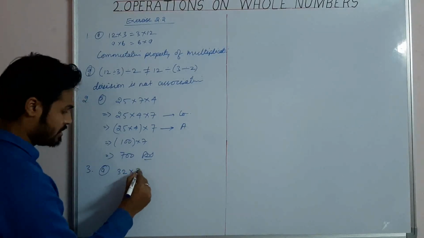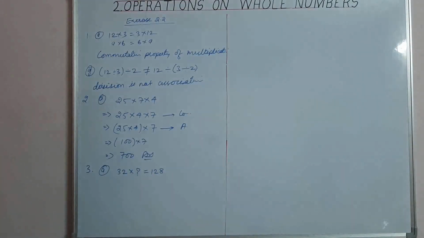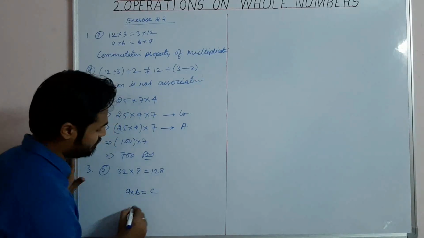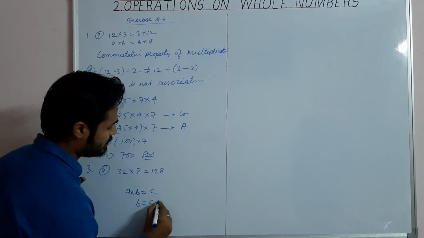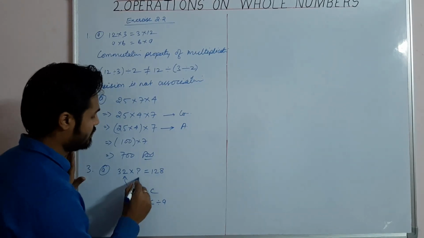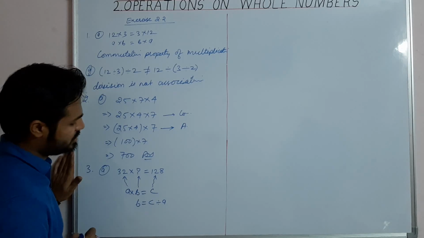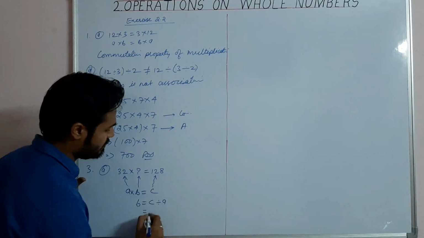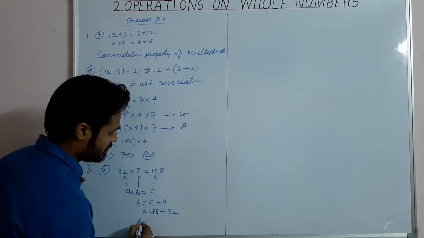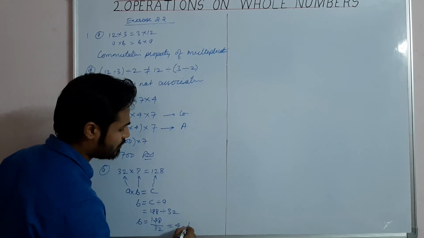32 into the missing number equals 128. Now, from the inverse of multiplication, we know that if A into B is equal to C, then we can write B equals C divided by A. Here, 32 is equivalent to A, the unknown is equivalent to B, and 128 is similar to C. So, putting the values of C, 128, and A, 32, the missing number or the unknown is 128 by 32, which is equal to 4.